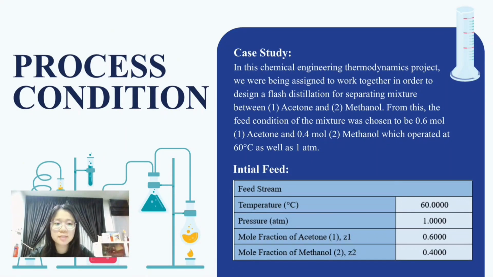Our specific task is to separate a binary mixture consisting of component 1, which is the acetone, and component 2, methanol. So for this case study, we evaluated a feed stream with a total of 1 mole of mixture. The feed composition is set at a mole fraction of 0.6 for the acetone, which is listed as Z1, and 0.4 for the methanol, which will be listed as Z2. The system is operated at a steady state temperature of 60 degrees Celsius and an atmospheric pressure of 1 atm, which is also equivalent to 101.325 kilopascal.